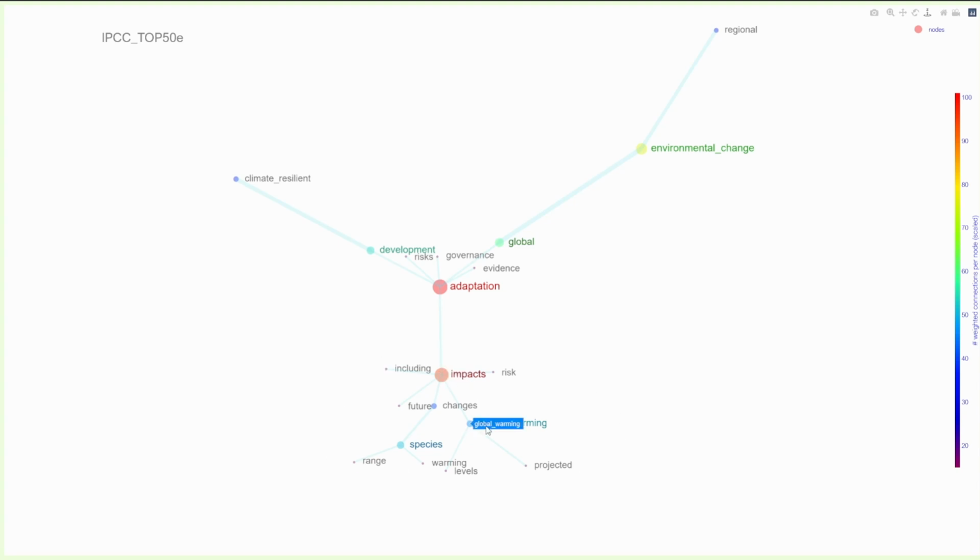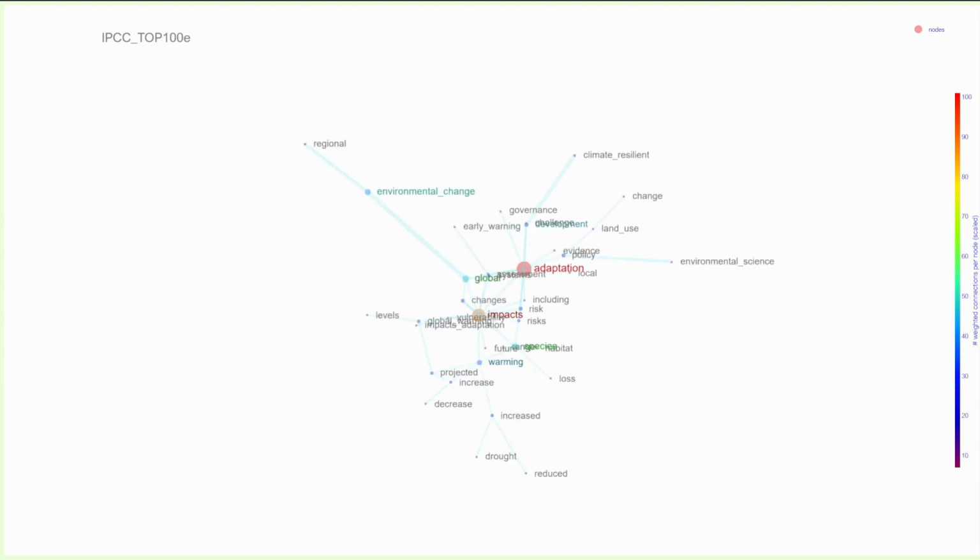And we have the global warming. We have the projected global warming, the warming levels. We have species, interestingly. We have the range of species, the changes, the future, the impacts, the risk. So you can see here, these are just 50 edges, the links of, I don't know how many million links I calculated within this document. So let's go one step further.